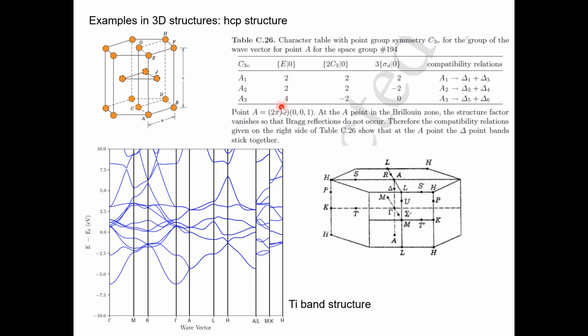And this is a calculation of the band structure of titanium. Titanium is a metal that crystallizes in the HCP structure, and you can see exactly that. At the A point, you see the bands seem to stick together. There is always some sort of degeneracy at this particular point in the Brillouin zone. And that's a result of this non-symmorphic space group.